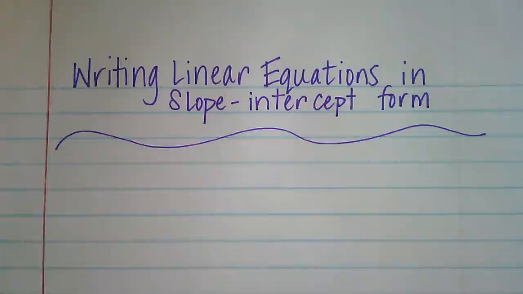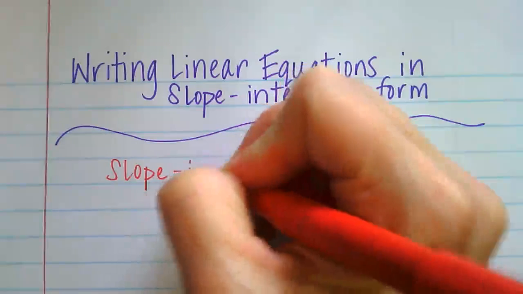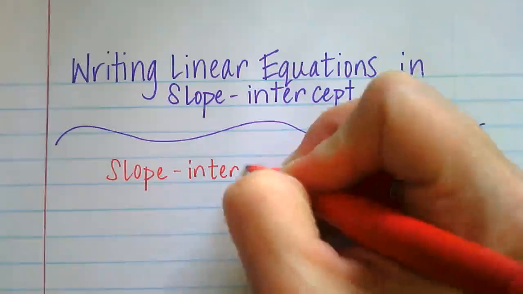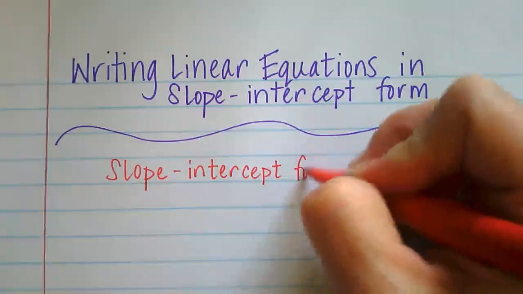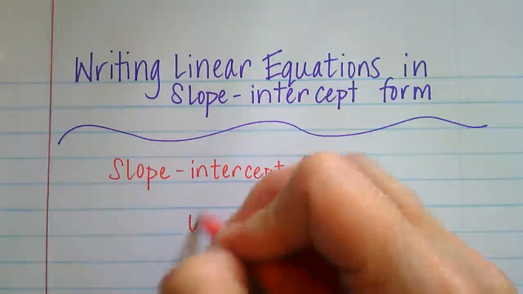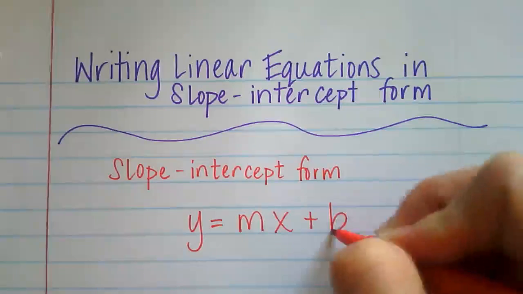This video is going to explain how to write a linear equation in slope-intercept form. First, I need to make sure that you remember that slope-intercept form is called slope-intercept form because you can look at it and identify the slope and the y-intercept. So slope-intercept form is y equals mx plus b.